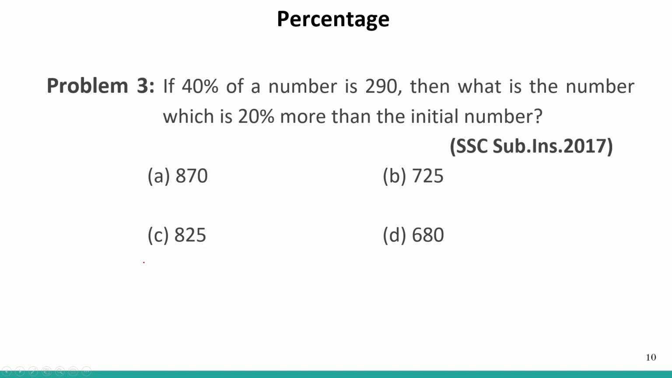Okay, let's see problem number 3. If 40% of a number is 290, then what is the number which is 20% more than the initial number? So 40% of a number is 290. So let that number be x. Then 40% of x is equal to x into 40 by 100, which is equal to 290.